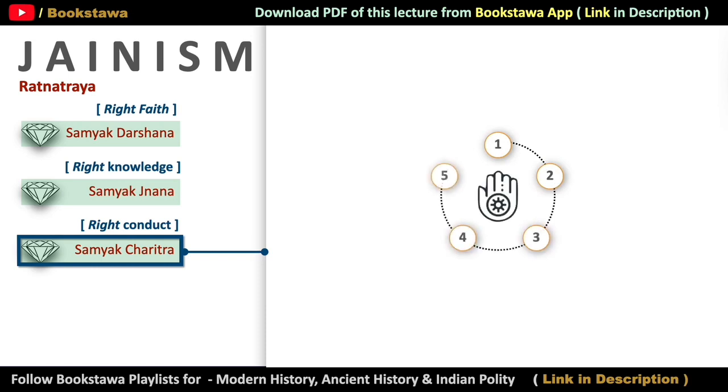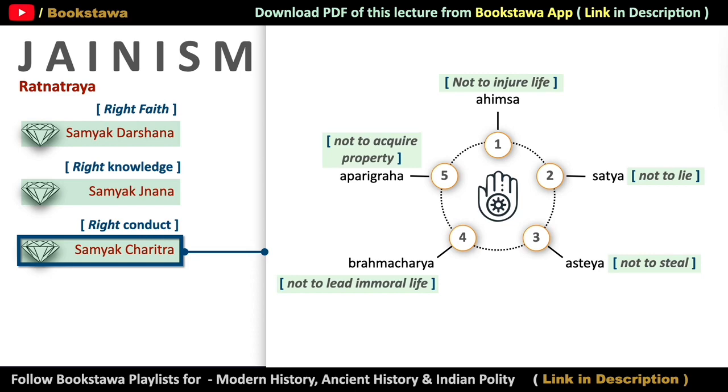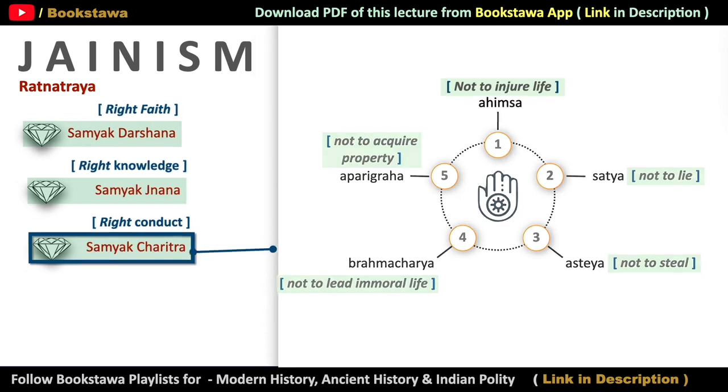Any Jain monk has to follow 5 pledges, and only after following these 5 pledges, the Jain monk's conduct is called right conduct. That is Samyak Charitra. These 5 pledges are Ahimsa, Satya, Asteya, Brahmacharya, and Aparigraha. Ahimsa means not to injure anyone's life, that is non-violence. Satya means not to lie to anyone. Asteya means not to steal anything. Brahmacharya means not to lead an immoral life. And Aparigraha means not to acquire any kind of property. So these were the details of Samyak Charitra.